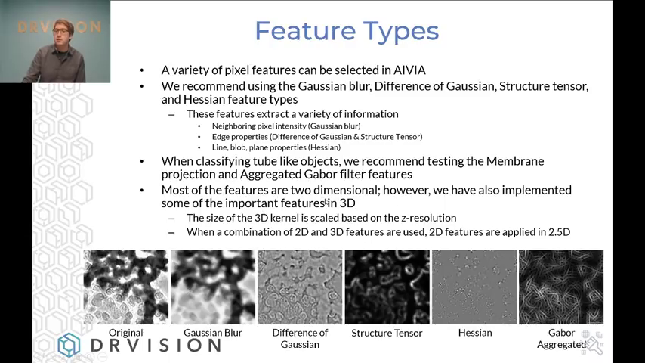So also most of these features are two-dimensional. However, we've also implemented some of the most important features in 3D. When using 3D, the size of the 3D kernel will be scaled by the Z resolution to ensure that it works well for your image. Also, when a combination of 2D and 3D features are used, these 2D features are applied in 2.5D to allow you to combine all the features that you want to use.